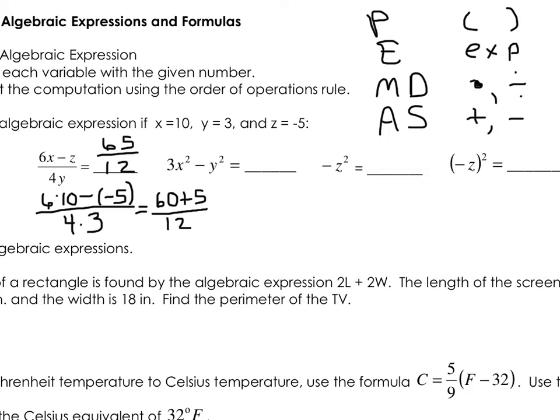Three x squared minus y squared. Let's substitute 10 in for x, and y is 3. We have to do the exponents first, so that's 3 times 100 minus 9. Multiplication comes next. 300 minus 9, 291.